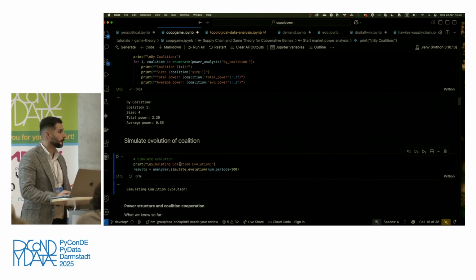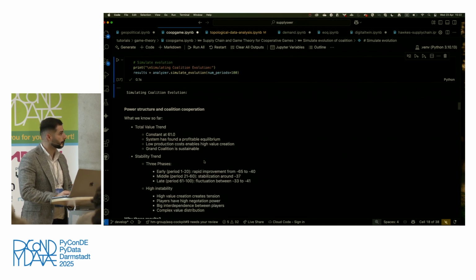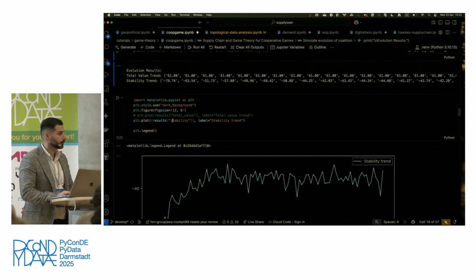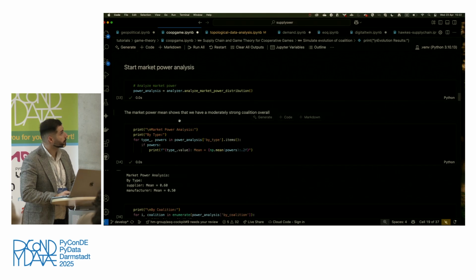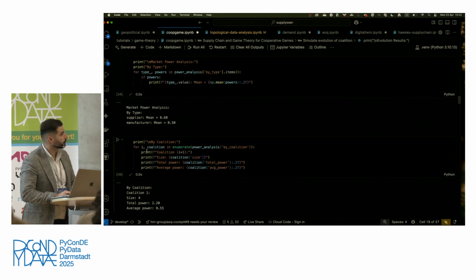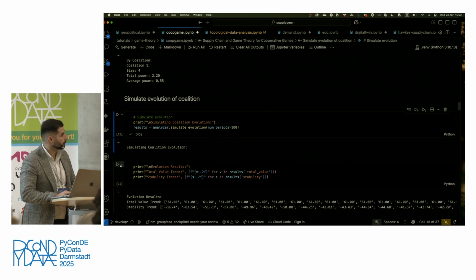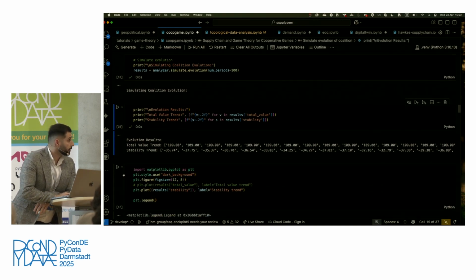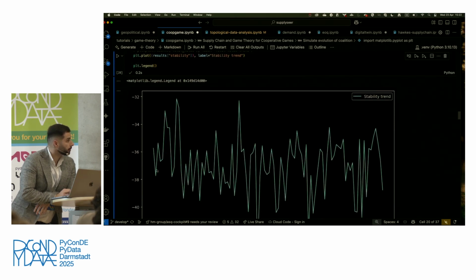Let's see what could happen if we start simulating the coalition evolution. All right. Evolution results. These are the results. Let's plot them. And this is how it looks.